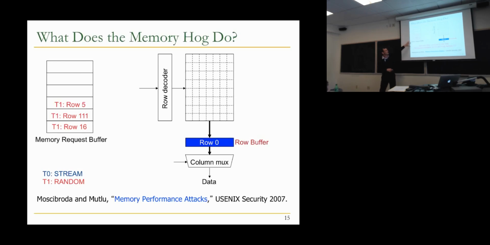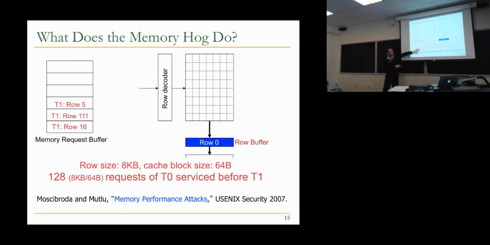But assuming that doesn't happen, with a row size of this and a cache block size of this, a large number of requests of thread 0, stream, can be serviced before a single request of thread 1. And that's at least one of the reasons why MATLAB denies service to GCC. Because MATLAB is sequential access, GCC is more random access. The other reason is GCC is not very intensive, as I showed you earlier.